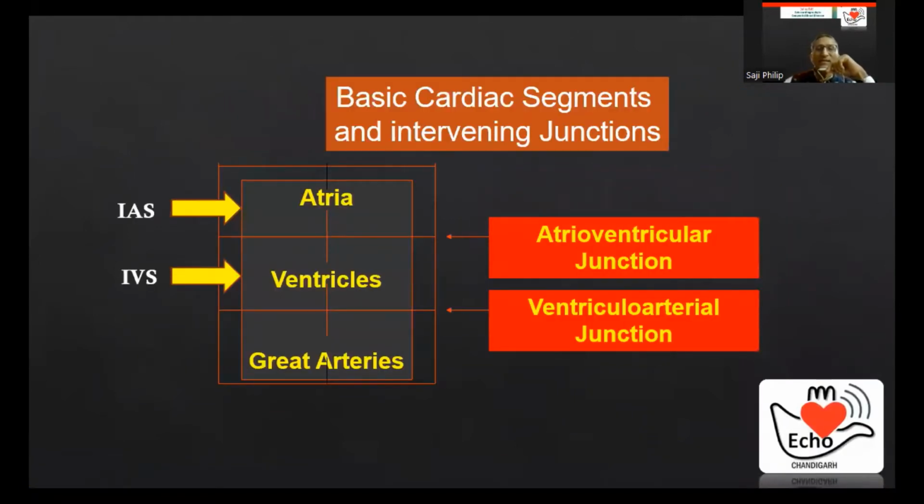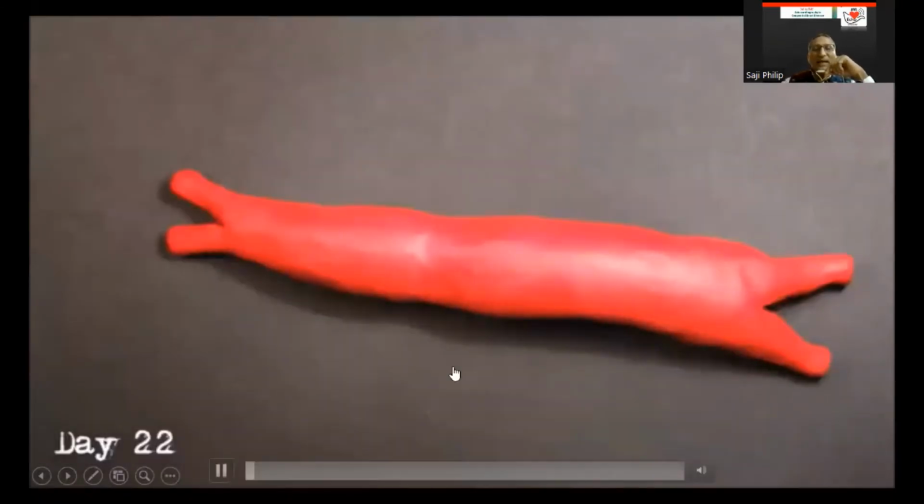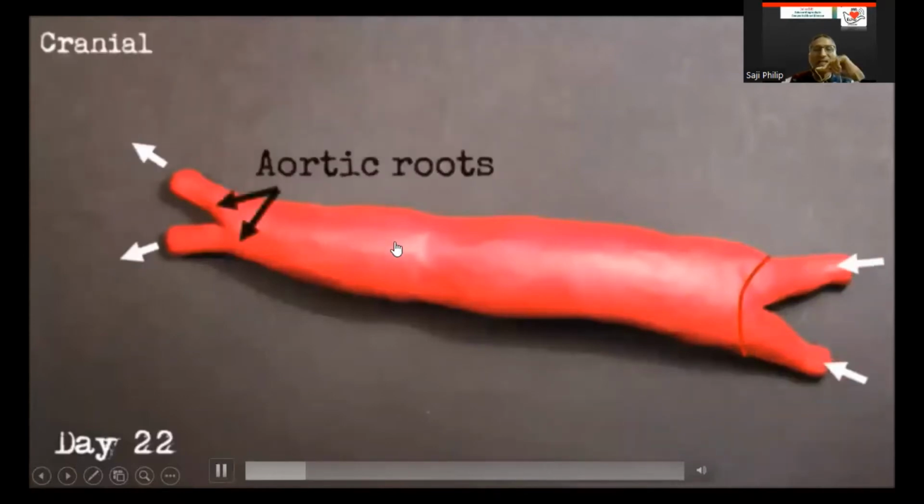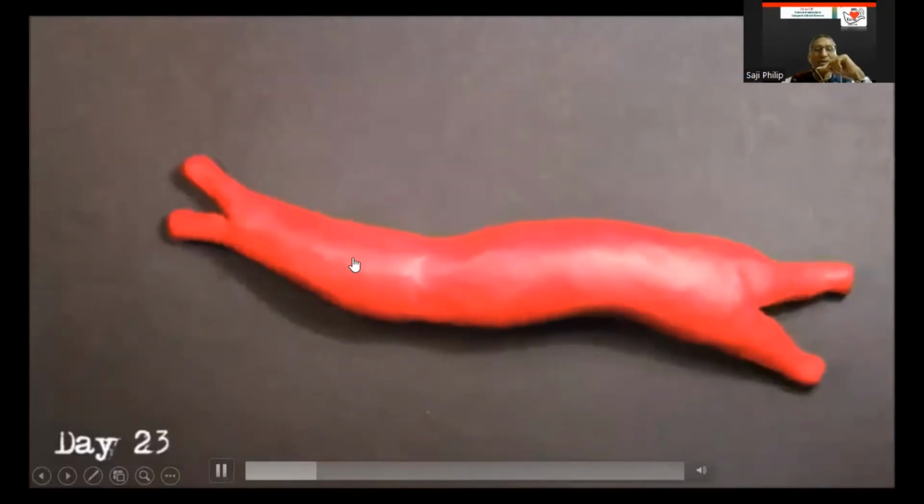The basic cardiac segments, when you look at this, the intra-atrial septum separates the right atrium and the left atrium. So we will study the intra-atrial septum a little bit. And this is an example of the fetal cardiac development. I want to show it in a small video clip. The caudal end will give the SVC and ASD. The cranial end will be the aortic root.